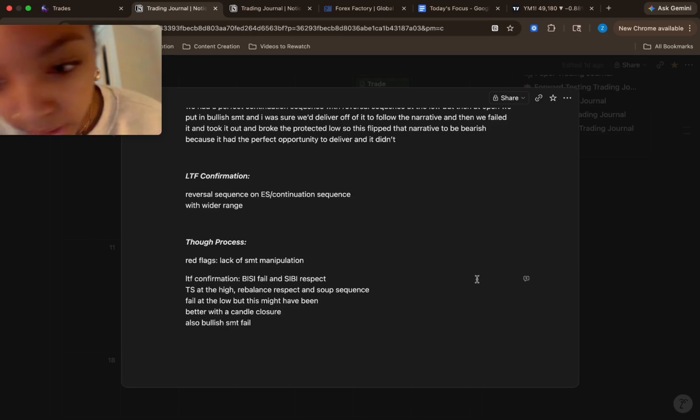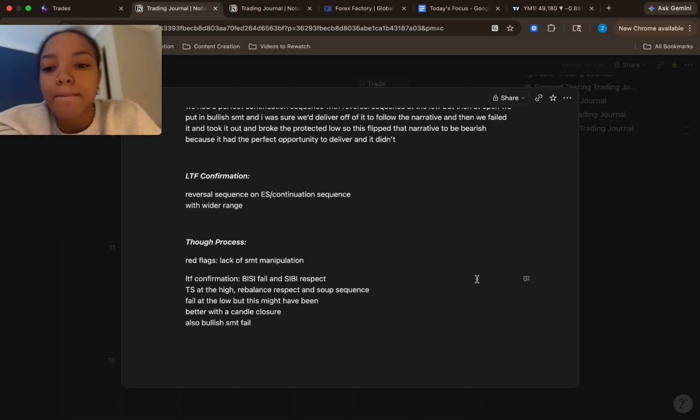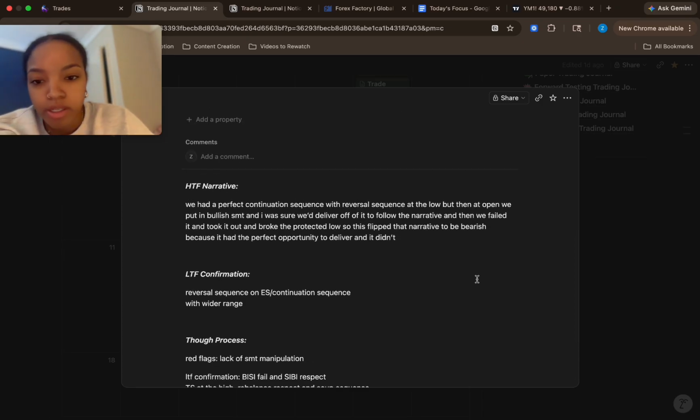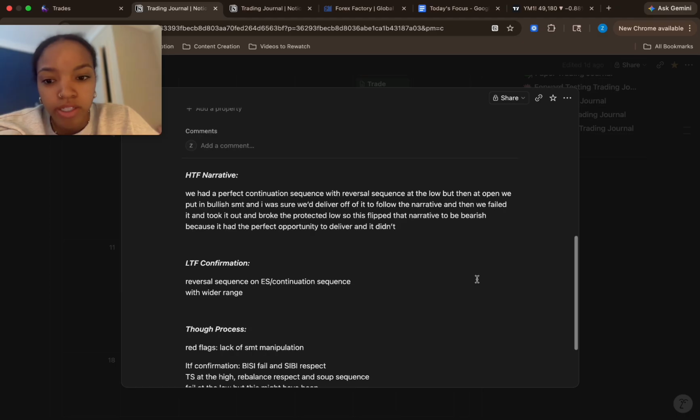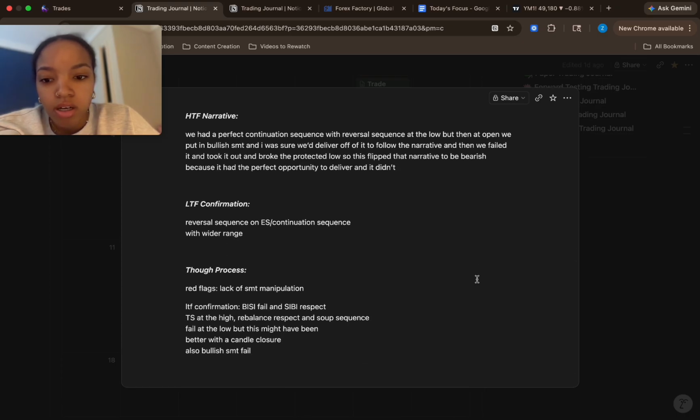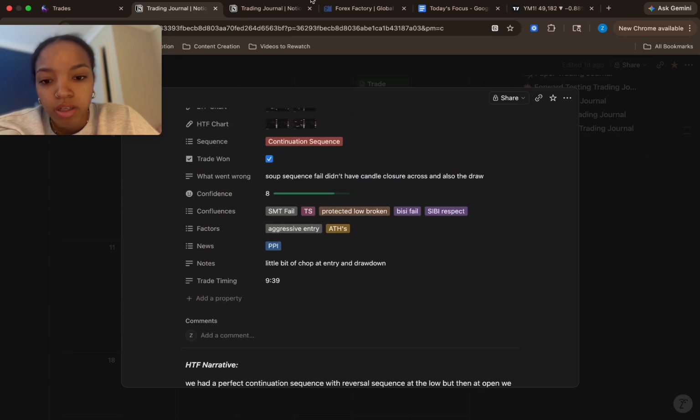Locking in. Okay. We had high time frame narrative, continuation sequence, reverse sequence at the low. Then at the open, we put in bullish SMT. I was sure we would deliver off of it to follow narrative, and then we failed it. So we failed the delivery.